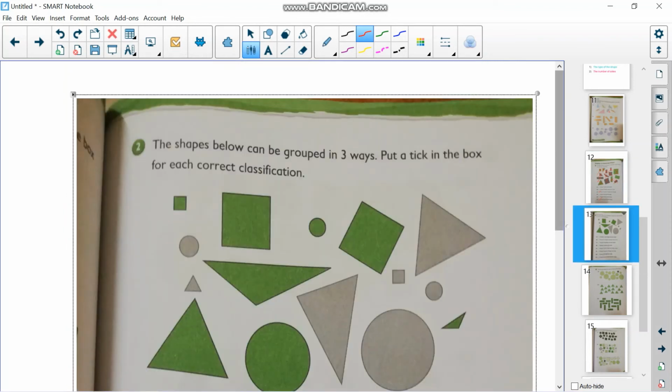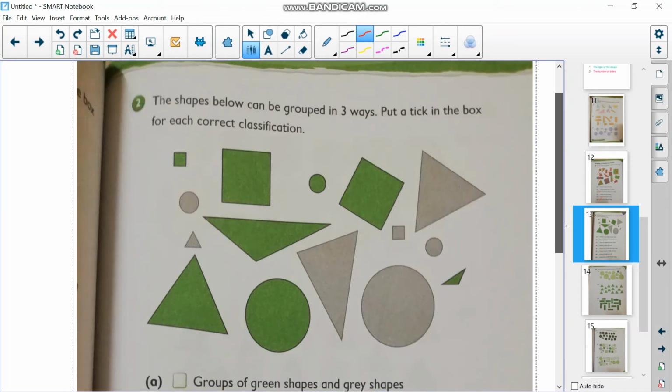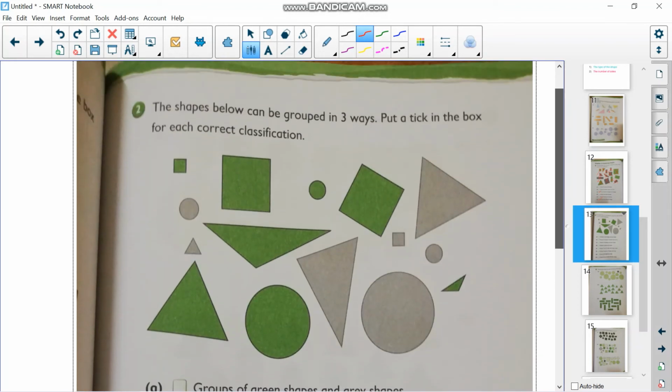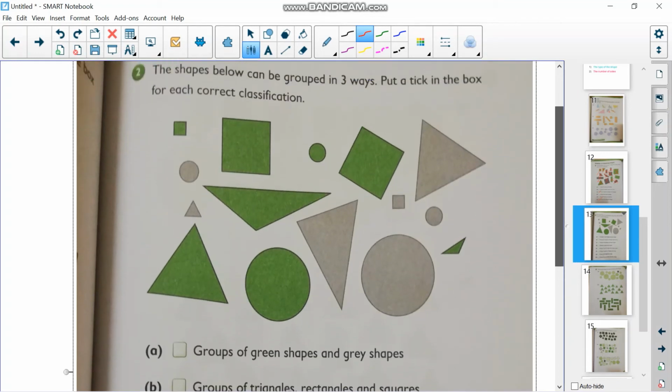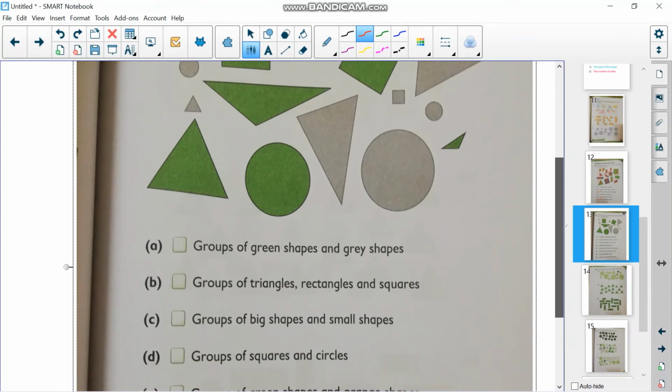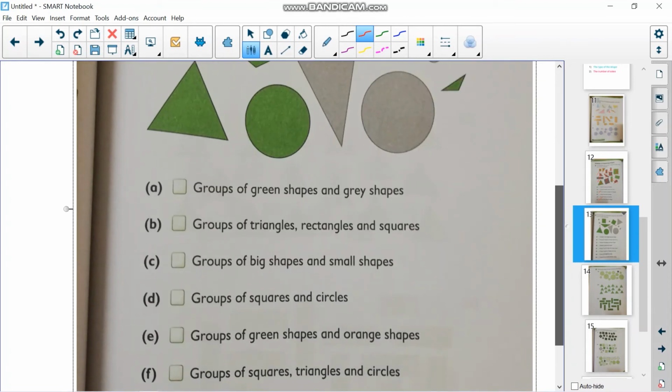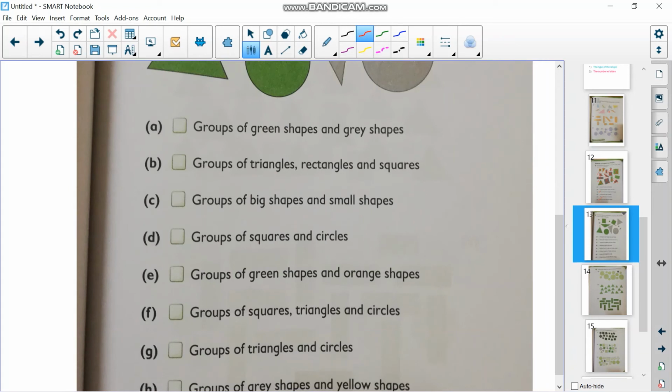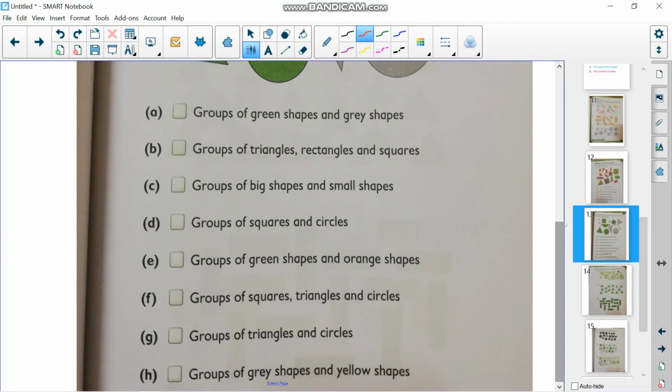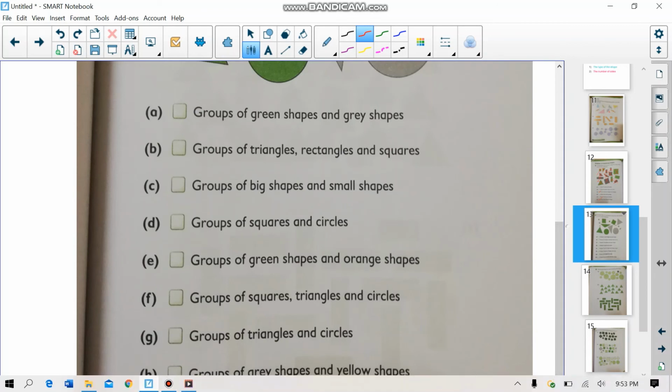Let's continue with number 2. The shapes below can be grouped in 3 ways. Put a tick in the box for each correct classification. So you're going to look at the shapes and you're going to tick 3 ways on how to classify the shapes according to the following options. Letter A, groups of green shapes and gray shapes. Letter B, groups of triangles, rectangles, and squares. Letter C, groups of big shapes and small shapes. Letter D, groups of squares and circles. Letter E, groups of green shapes and orange shapes. Letter F, groups of squares, triangles, and circles. Letter G, groups of triangles and circles. And last, letter H, groups of gray shapes and yellow shapes.